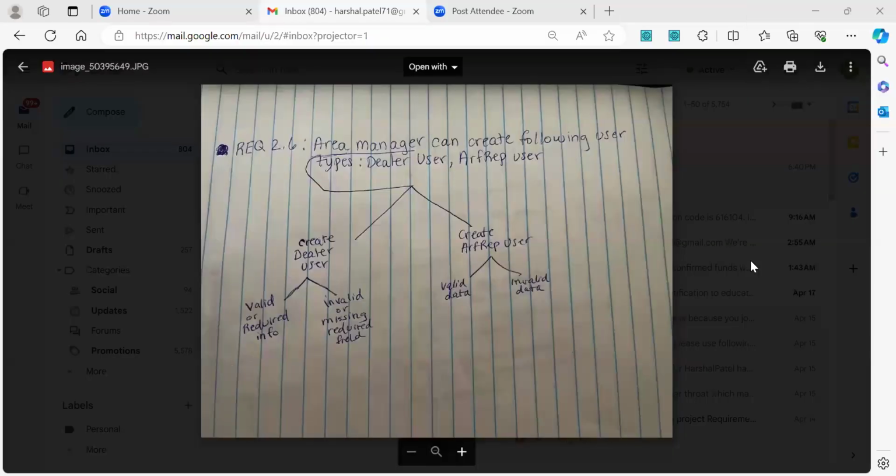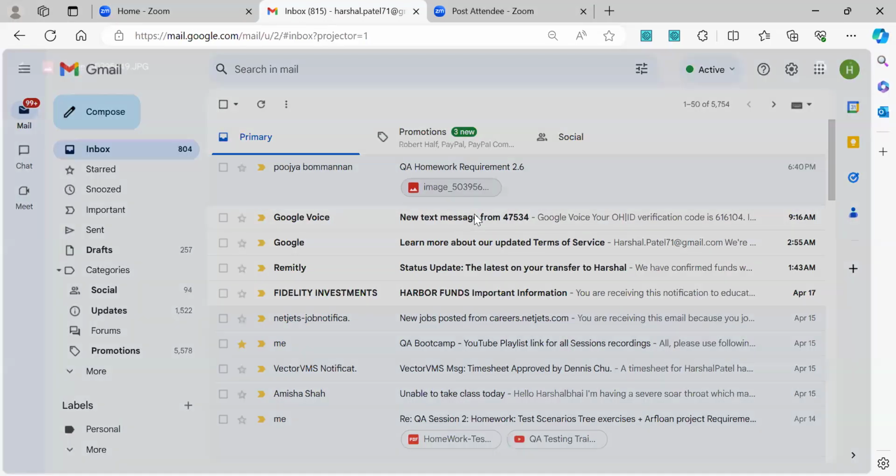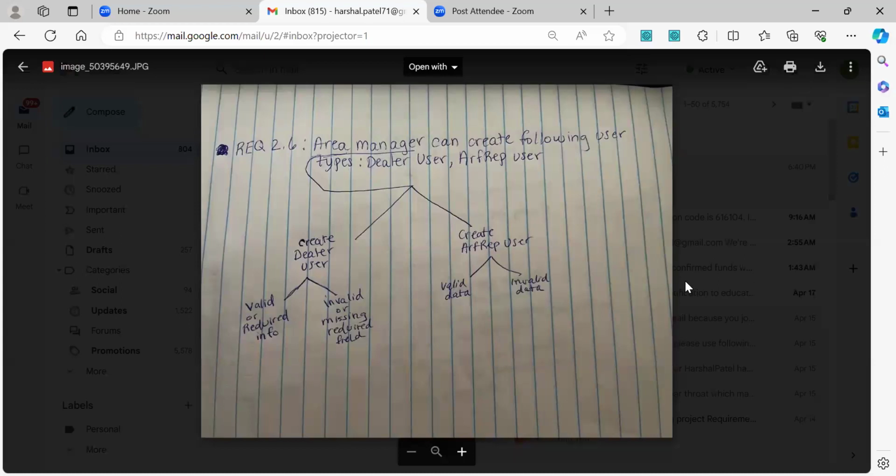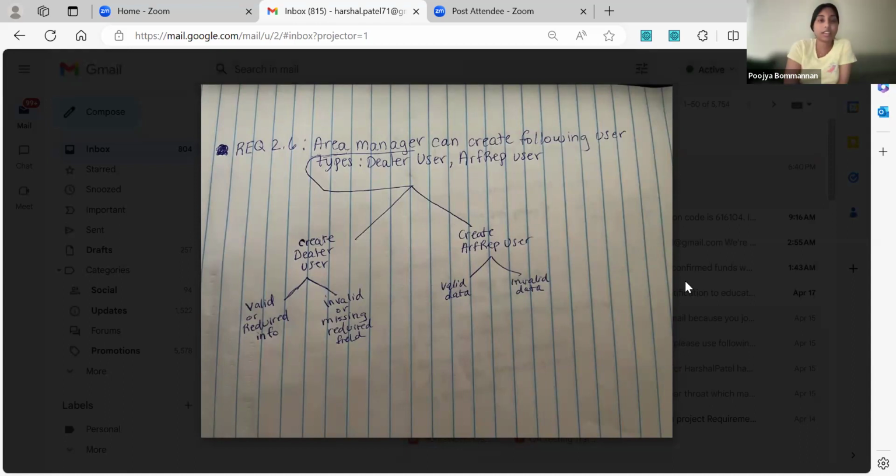So let me go ahead and share that here, and then you can talk about what you came up with. I'm going to share the screen now, which has your scenarios. Hopefully everybody can see it. All right, Pooja, let's see what you came up with and what your understanding of the requirement is, and start from there.